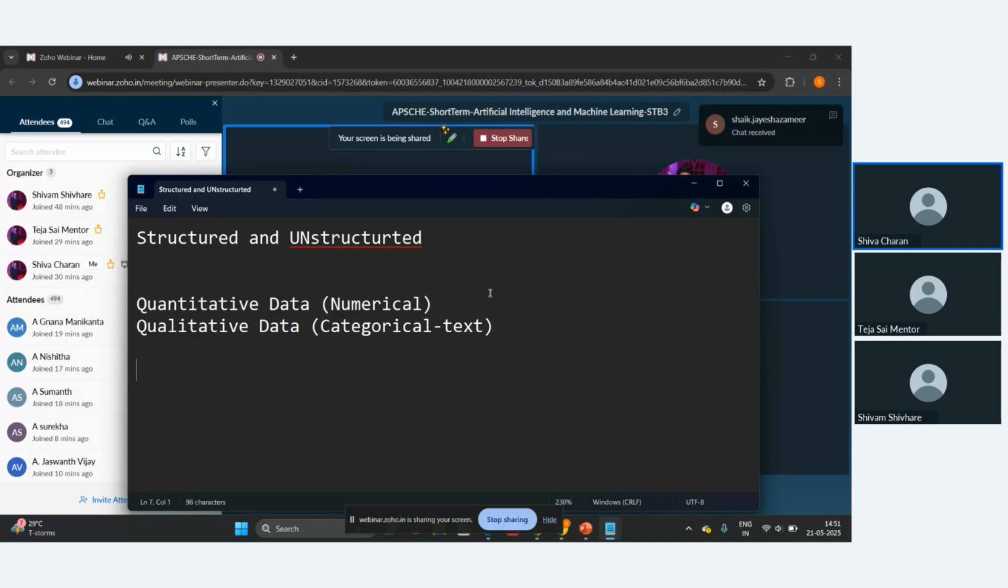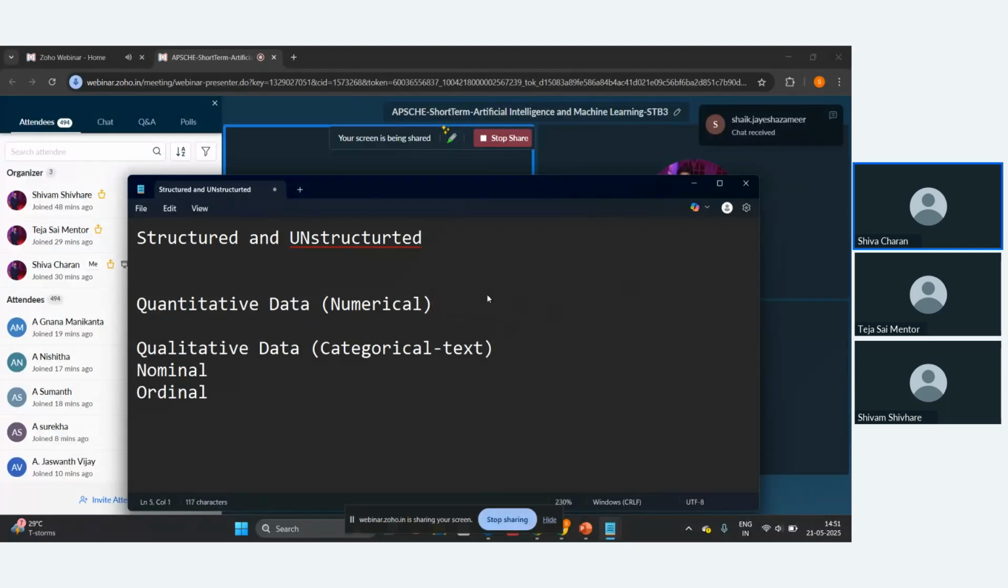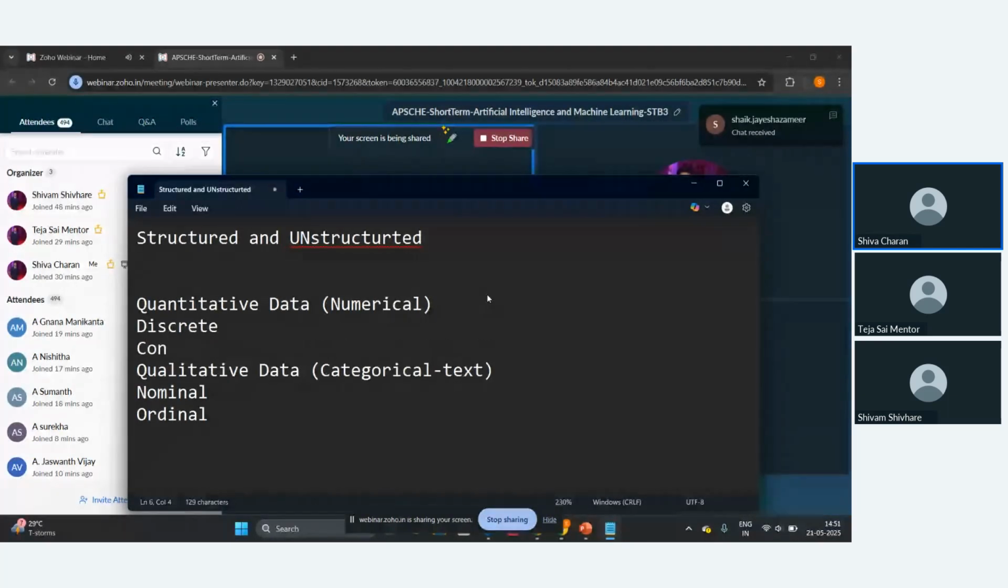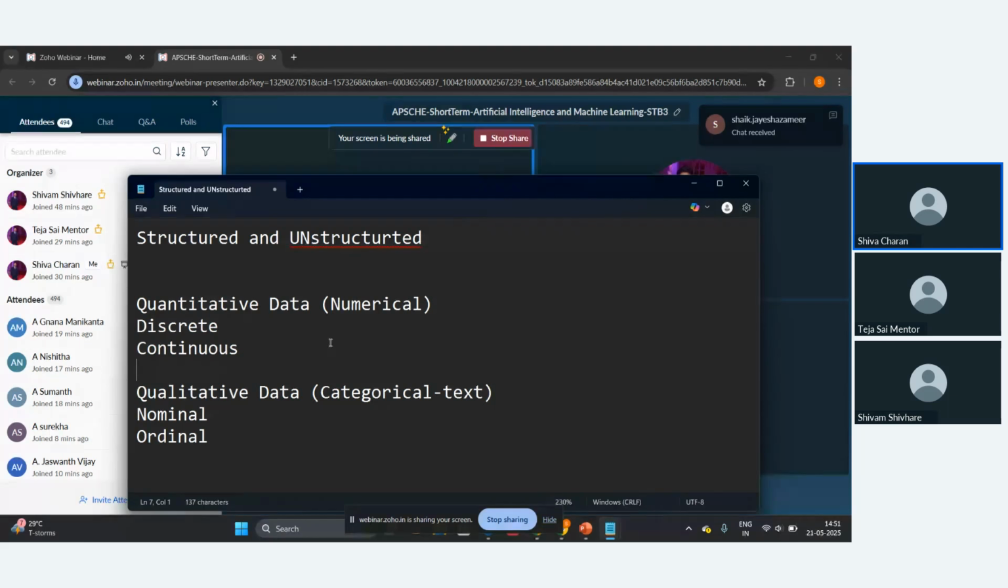But what happens is in this qualitative and quantitative we also have types. In qualitative we'll be having nominal and ordinal, and here in quantitative we'll be having discrete and continuous. So quantitative means what kind of data? Numerical kind of data. In numerical data we'll be having discrete and also continuous types. So what is this discrete and continuous?